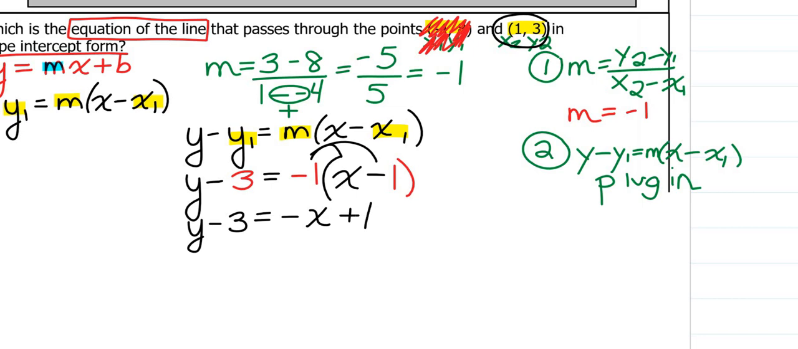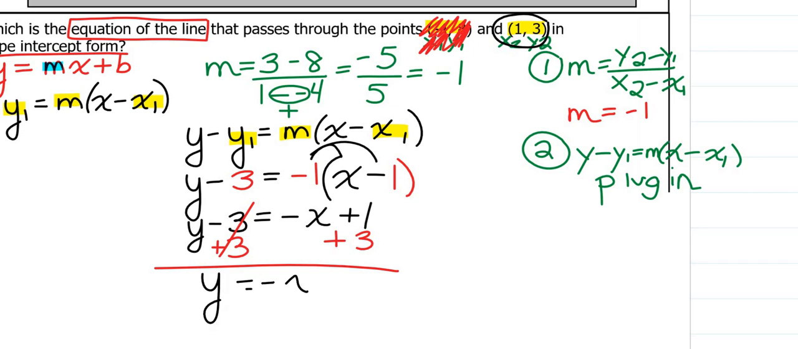And now last step to get it into y equals form, which is the slope intercept form that they wanted, is to move that negative 3. So add 3 to both sides. Okay. So now we have y equals negative x plus 1 and 3, which is 4. So y equals negative x plus 4 is my final answer.